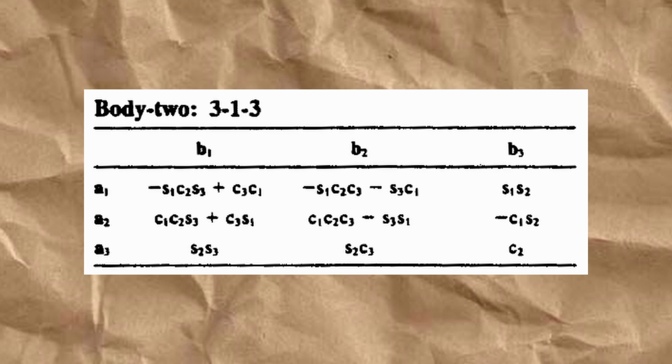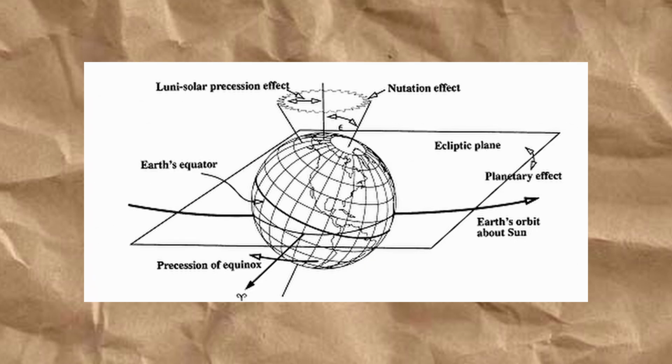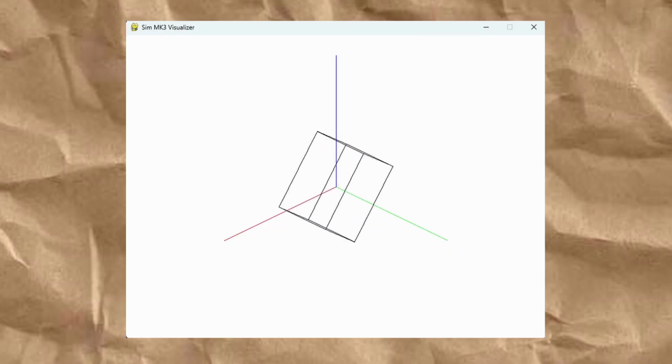The Euler angles assume a body 313 sequence. This is a common representation in the spacecraft world due to its conceptual association, with the angles corresponding to precession, nutation, and spin respectively. Now, as you've already seen, the graphics are very different from Sim Mark 2.